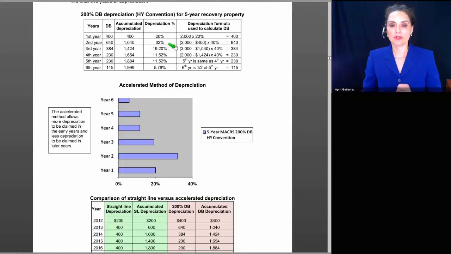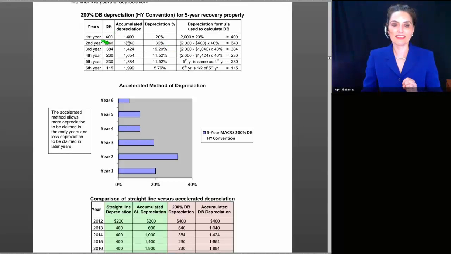In the third year, we're going to have to reduce basis by the preceding 2 years. 400 plus 640 equals 1,040, and we're going to subtract 1,040 from 2,000, multiply the difference by 40%, and we get 384. In the fourth year, we take 2,000, minus out all of the accumulated depreciation to that point, which is 1,424, multiply it by 40%, and we get 230.